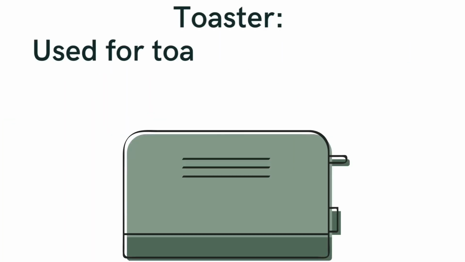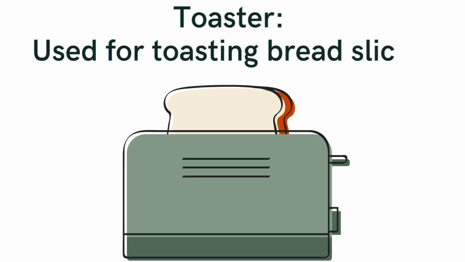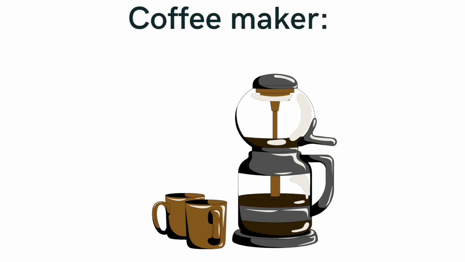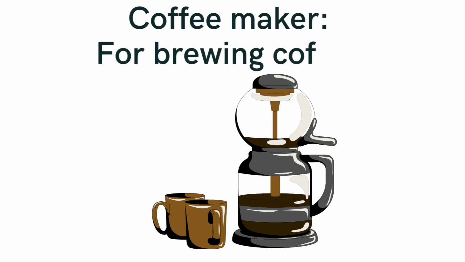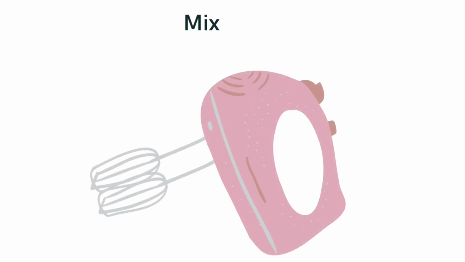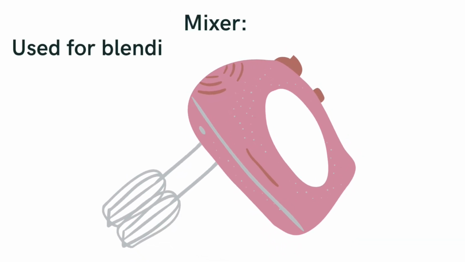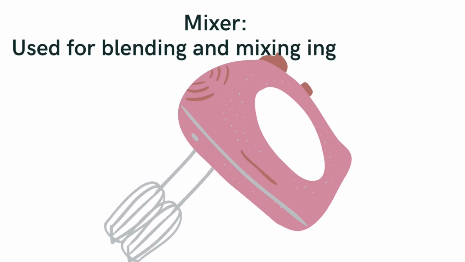Toaster, used for toasting bread slices. Coffee maker, for brewing coffee. Mixer, used for blending and mixing ingredients.